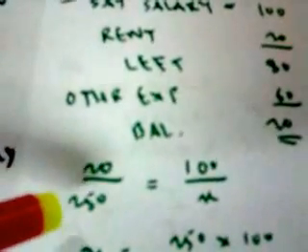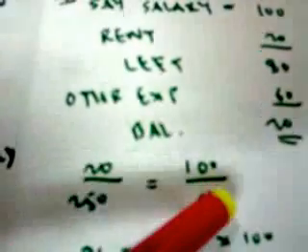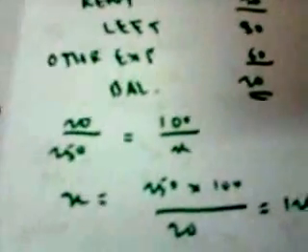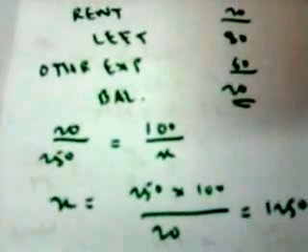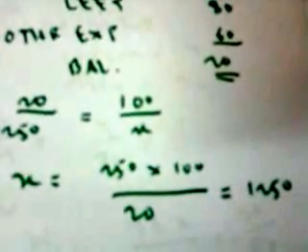So in the question it is given he is left with 250 rupees. If he is left with 250 rupees, then what was his salary? That is X. So we can calculate X. X is 250 into 100 by 20. That's 1250 rupees.